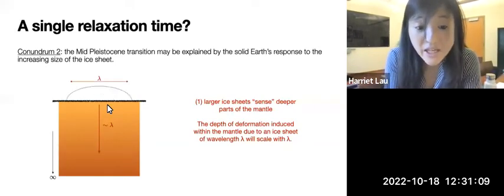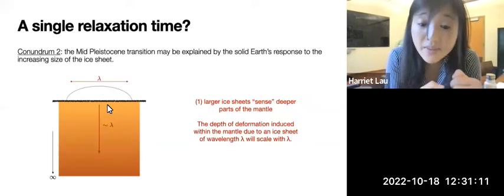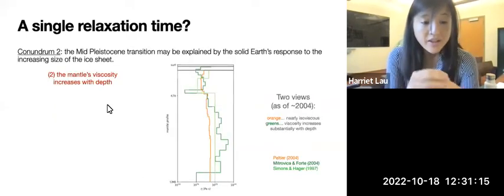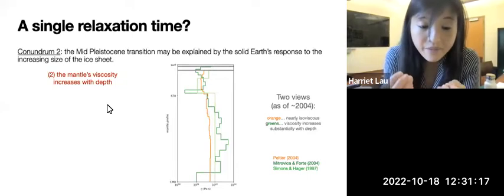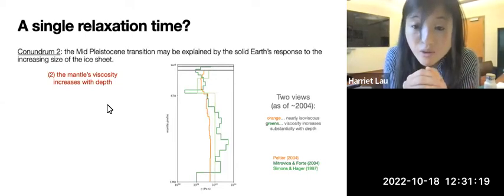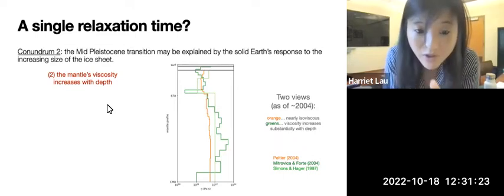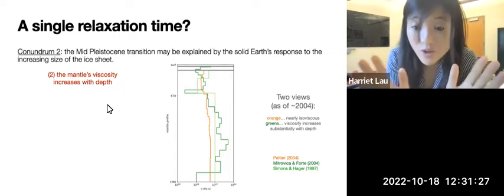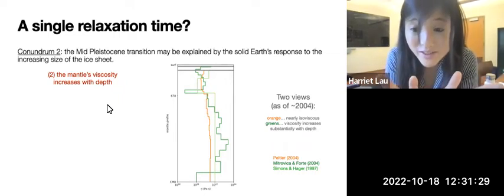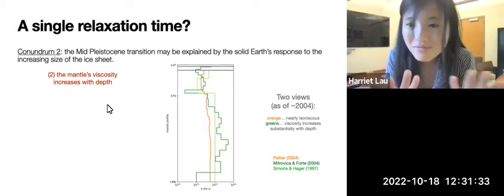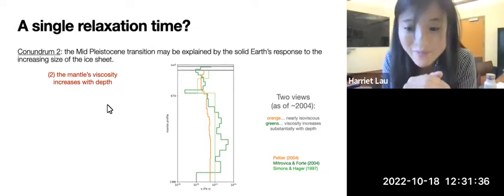And so this larger ice sheet will be sensitive to deeper regions within the mantle. That second point is that the mantle's viscosity increases with depth. And so now the mantle viscosity world was a treacherous world. I've heard stories of vitriolic AGU sessions in the 90s, but I wasn't around then. So, I mean, I was around, I just wasn't aware of mantle viscosity then.